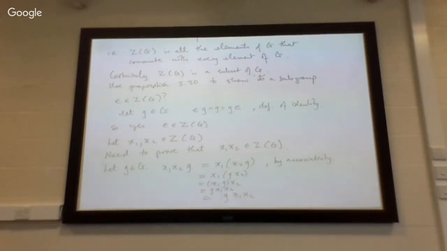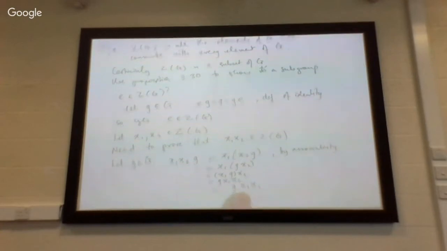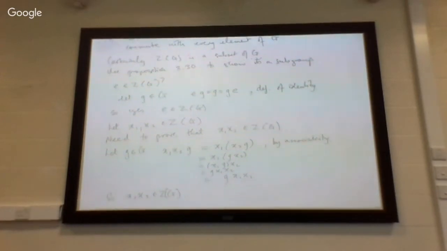So we get what we need. x1, x2 on the left of g is the same as x1, x2 on the right of g. g had no restrictions, so it's proved for all g. So x1, x2 is indeed in the center. So it's closed under the operation.